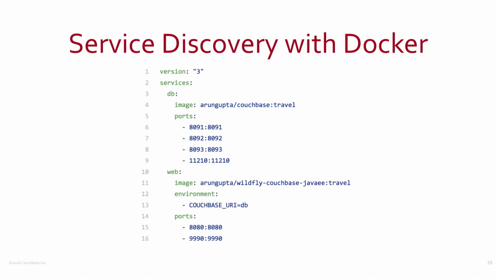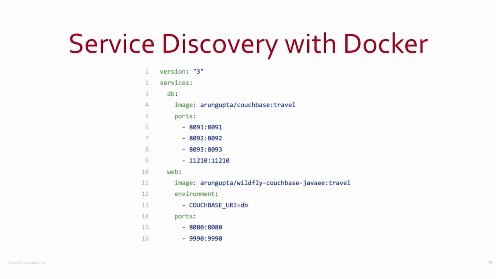And then lines 10 through 16 is where I have a simple application. Line 11 particularly says that's my image. And in there, the image is arungupta/wildfly-couchbase-javaee:travel tag. The image name is completely up to me. So that's sort of the pattern that you'll have to figure out, what works in your organization. Now, in this case, I have built a simple Java EE application, which is deployed in the WildFly application server.